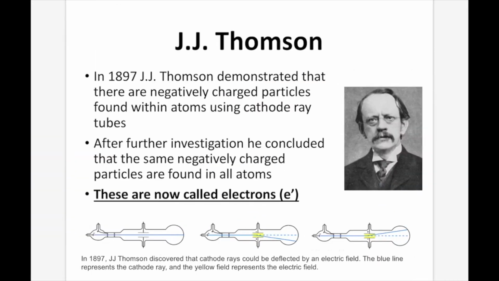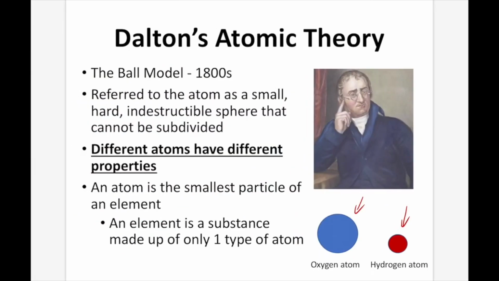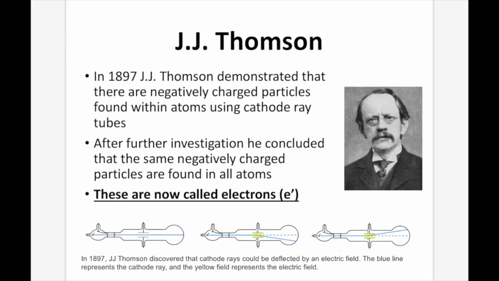In 1897, J.J. Thompson demonstrated that there were negatively charged particles found within atoms using cathode ray tubes. After further investigation, he concluded that the same negatively charged particles are found in all atoms. These are called electrons. And this is in contrast to Dalton's theory, who said that they were small, indestructible spheres, and that was the smallest particle that there were. Along comes Thompson and says, no, that's not quite right, because inside these spheres are these negatively charged particles.